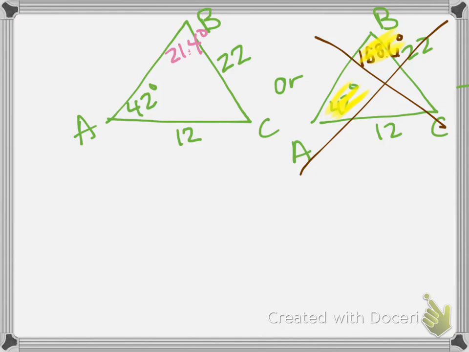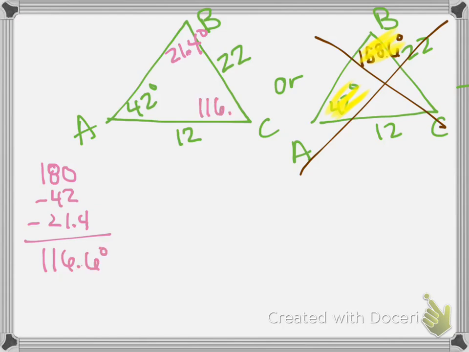So if I look at my original triangle using the 21.4, the first thing I can do is find angle C. I can take 180 minus my 42 minus my 21.4, and because triangles have to sum to 180 degrees, I end up with 116.6 degrees. So I know that that missing piece is 116.6.